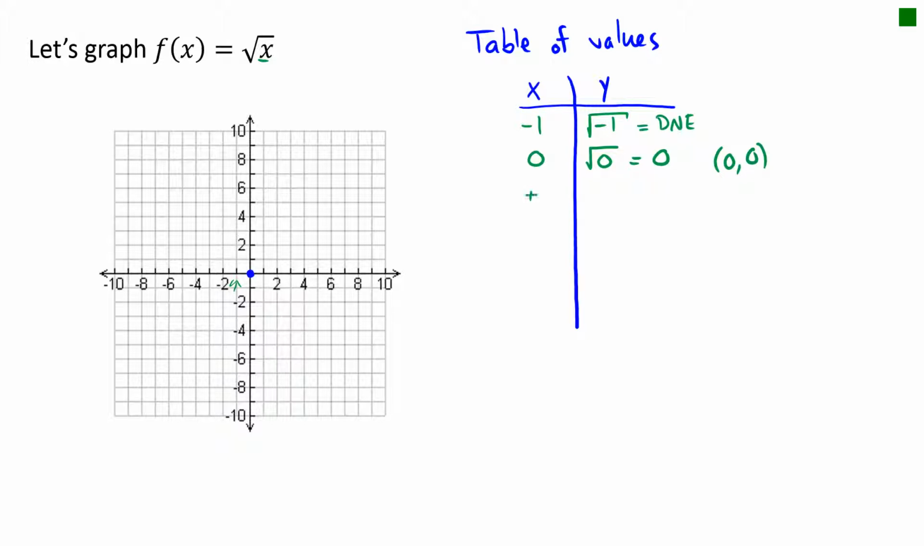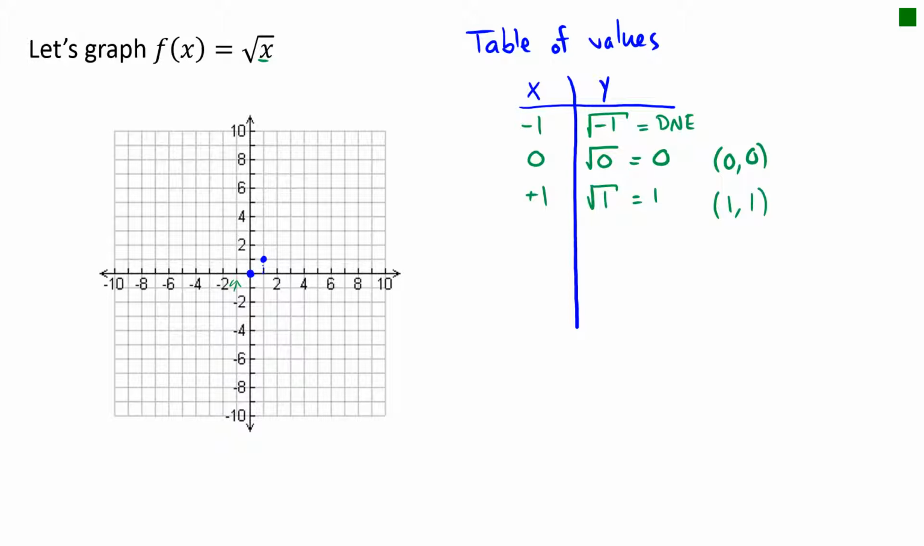And again, we're going to move up by 1. So x equals +1, y is equal to the square root of +1, which is 1. So if x equals 1, y equals 1. And we can find that here as x equals 1, y equals 1. So there's the next point on our graph.